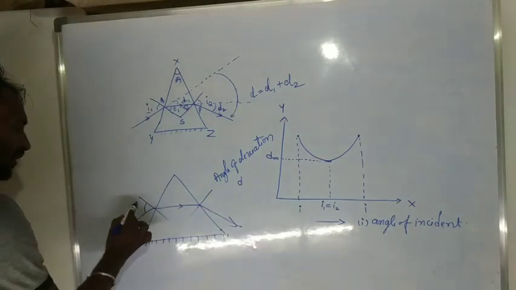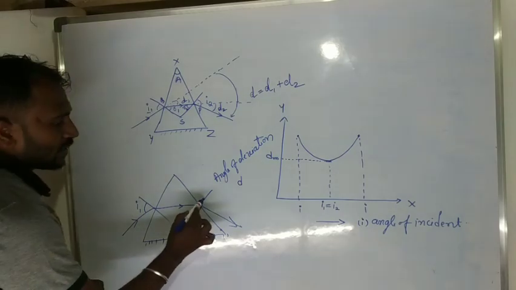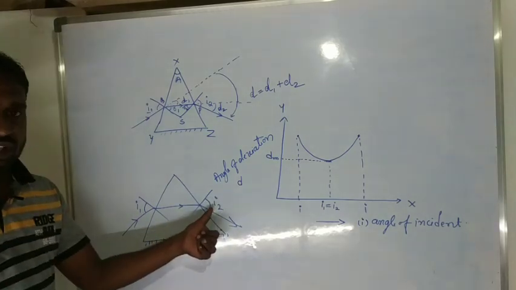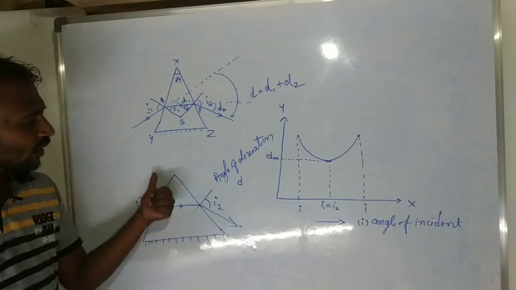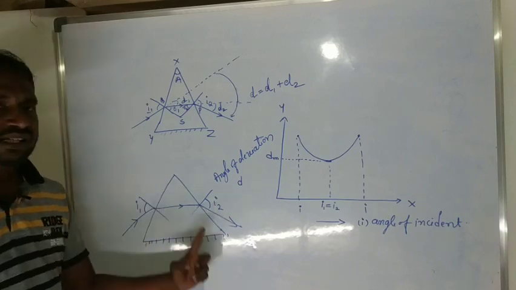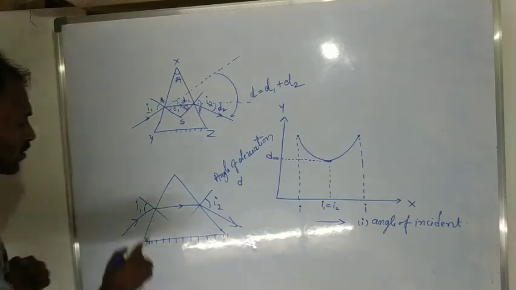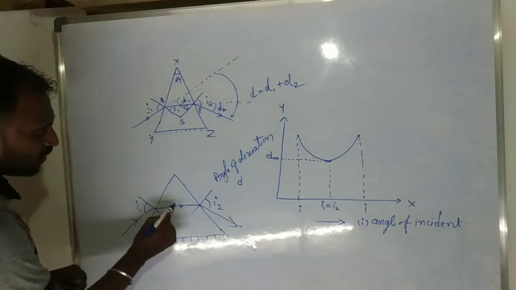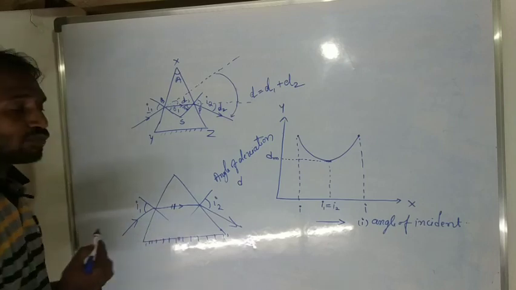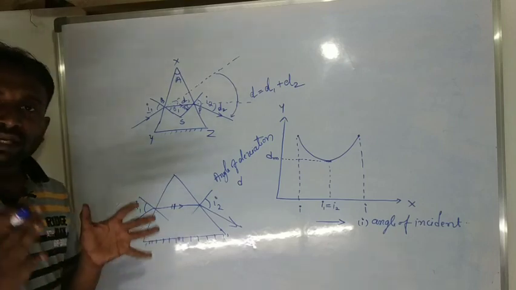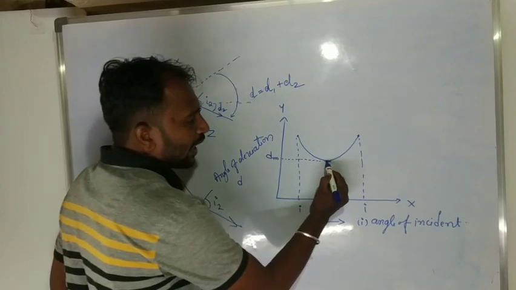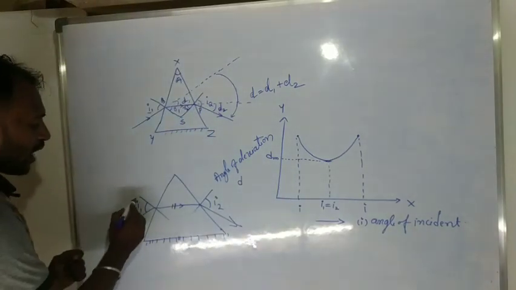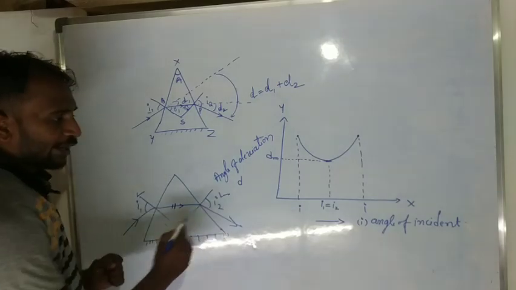So the angle of incidence is equal to the angle of emergence. This emergent angle, we consider as the angle of refraction for the second surface. So here we want the minimum angle of deviation. It means this refracted ray is parallel to the base of the prism, and only then we get the minimum angle of deviation. In this condition, I1 is equal to I2.